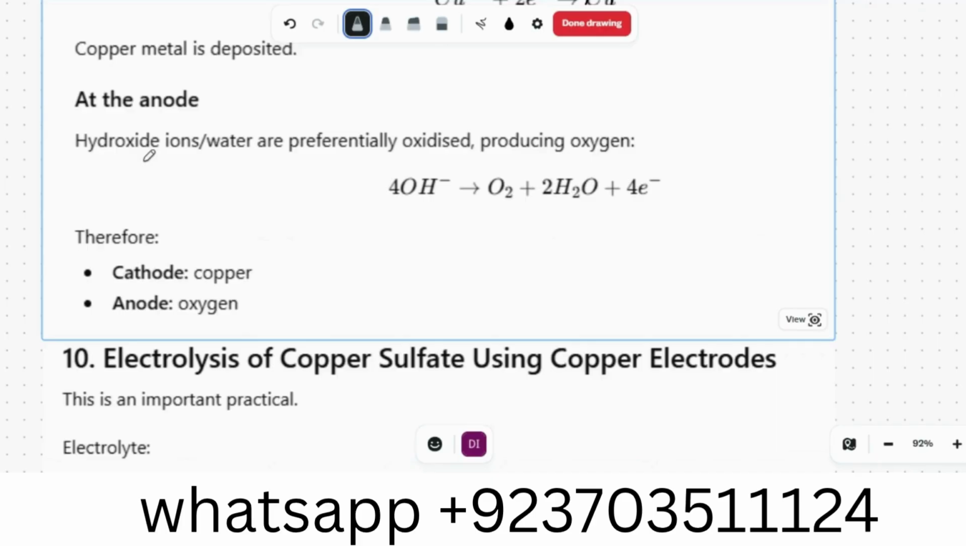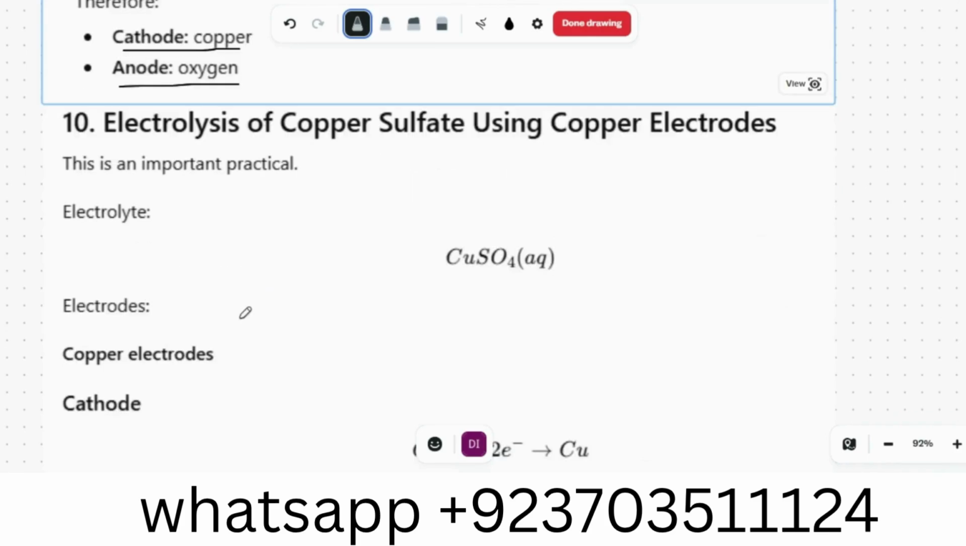What happens at the anode? Hydroxide ions from water are preferentially oxidized, producing oxygen. At the anode, the SO4²⁻ ion will not go there, but the OH⁻ ion will, and that will result in the production of oxygen, water, and 4 electrons. Therefore, at the cathode we have copper, and at the anode we have oxygen.